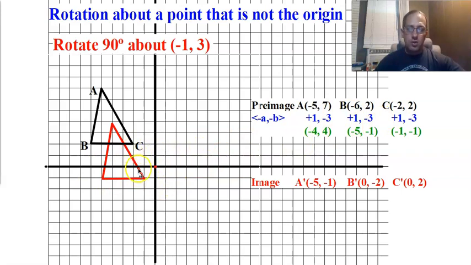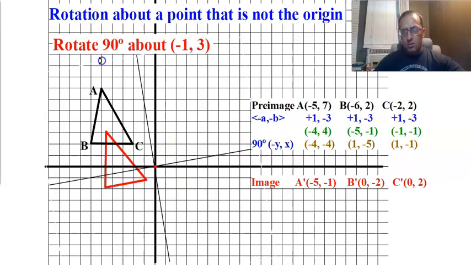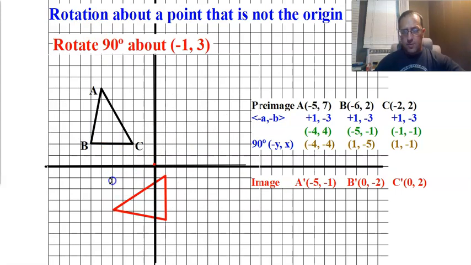Then from here, we're going to do the rotation. So it's a 90-degree rotation, so that's (-y, x). So y moves to the front, changes sign, x moves to the back. And so let me go ahead and do that graphically. There it is. All right. So you see, same spot. We're at (-4, -4), (1, -5), and (1, -1).